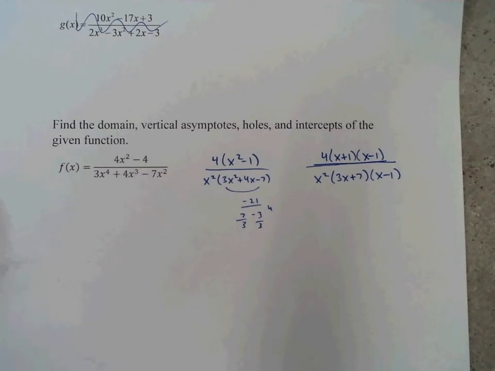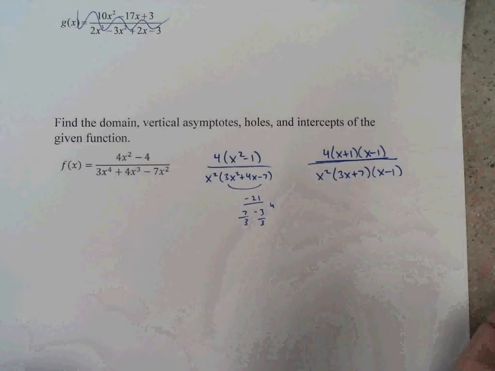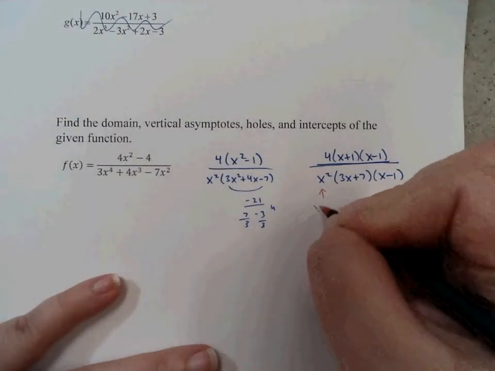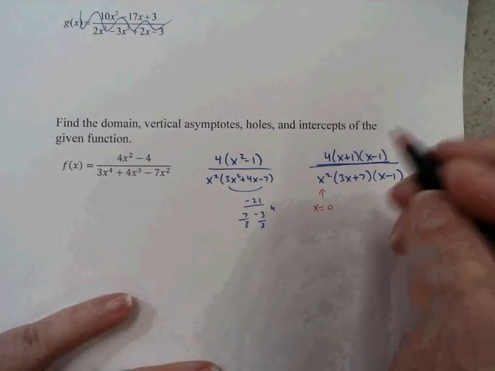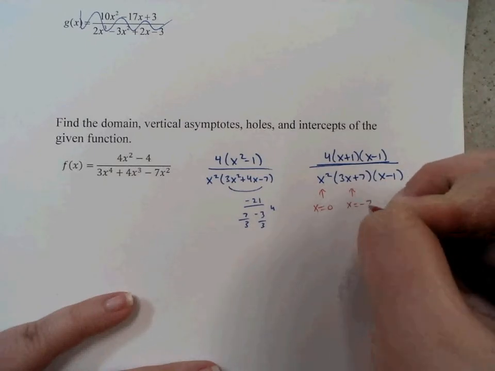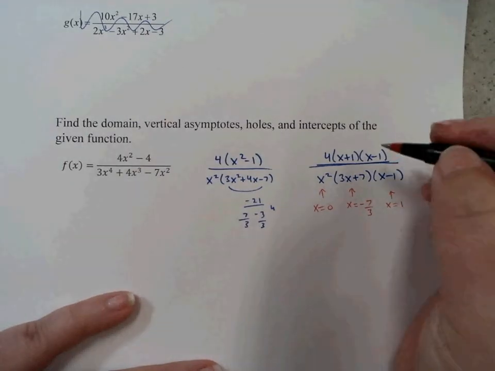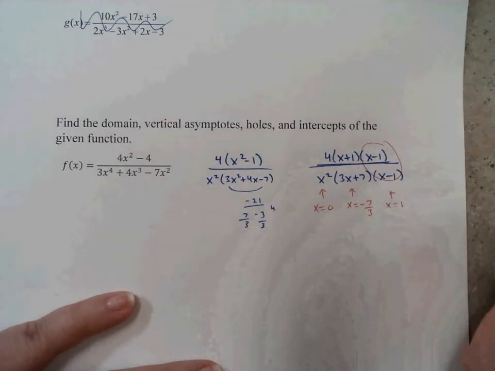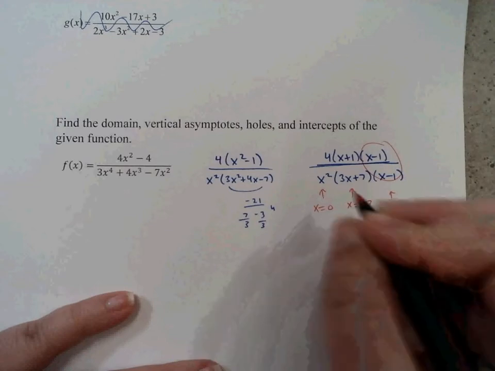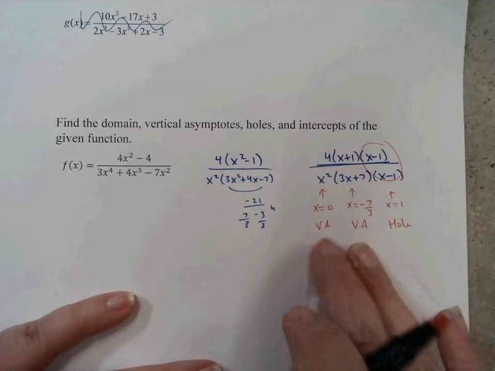Okay, so let's talk about this. Let's start talking zeros in the denominator. X equals 0 is an issue. It's squared, whatever. If I plug in 0, I get that. Negative 7/3 is an issue, and 1 is an issue. If I look at common factors, that already indicates that this is a hole. And the fact that these aren't repeated means vertical asymptote.